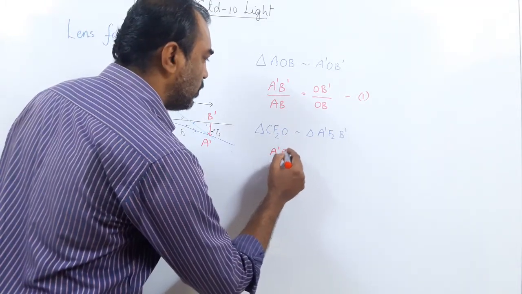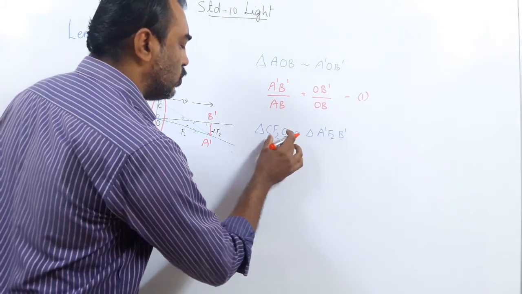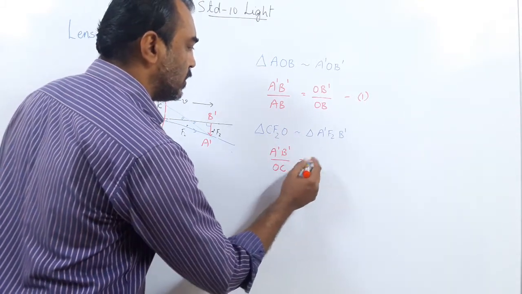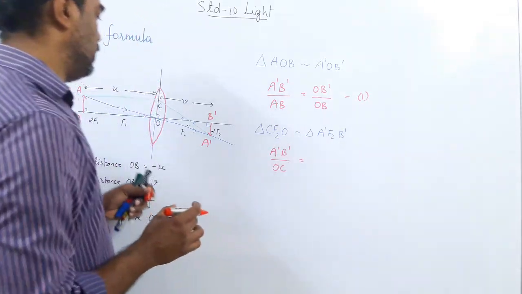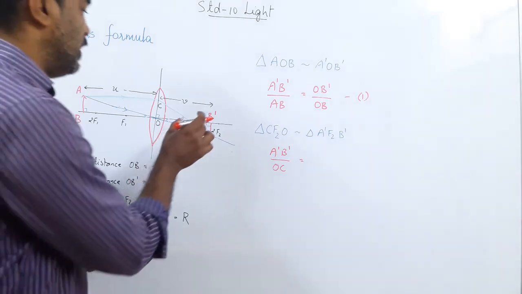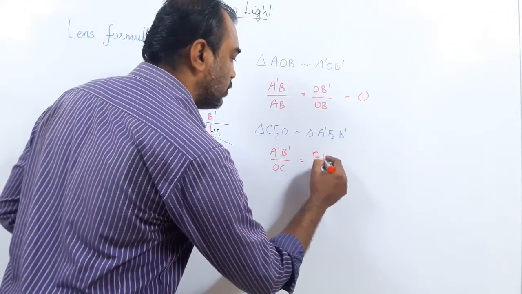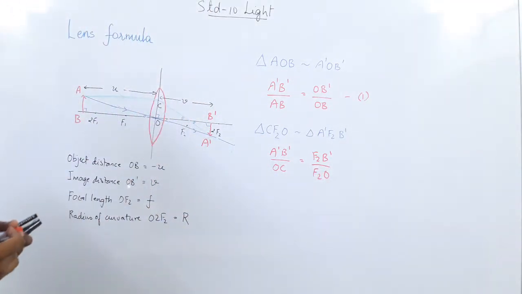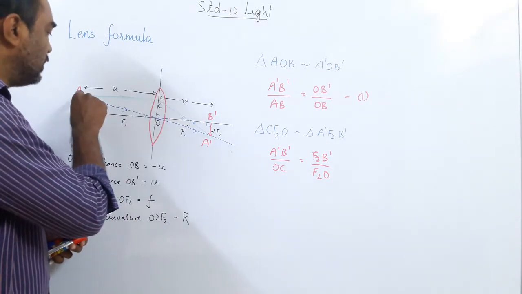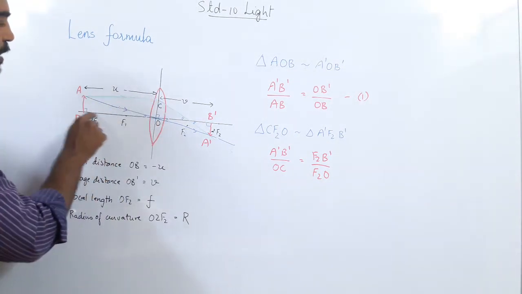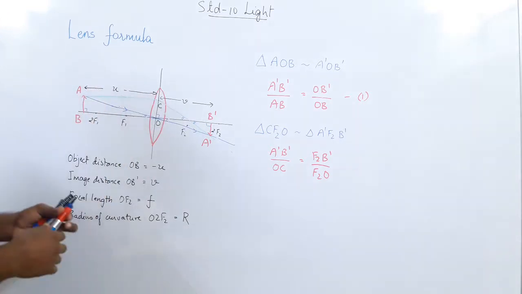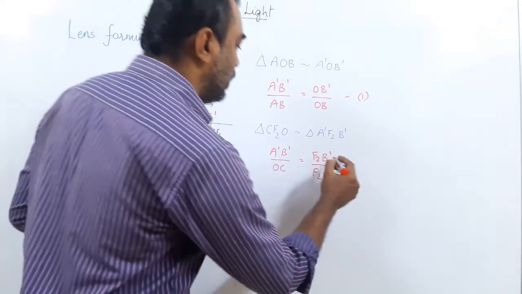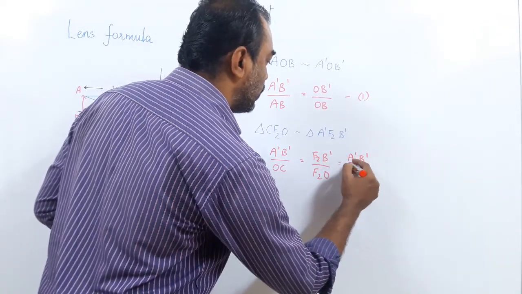A prime B prime upon OC equal to what? F2 B prime upon F2O. Okay, or OF2. Now, one thing again. You can see this OC and you can see AB. Because this line is parallel to the axis, OC equal to AB, so I can replace OC with AB. So I can write here A prime B prime upon AB.